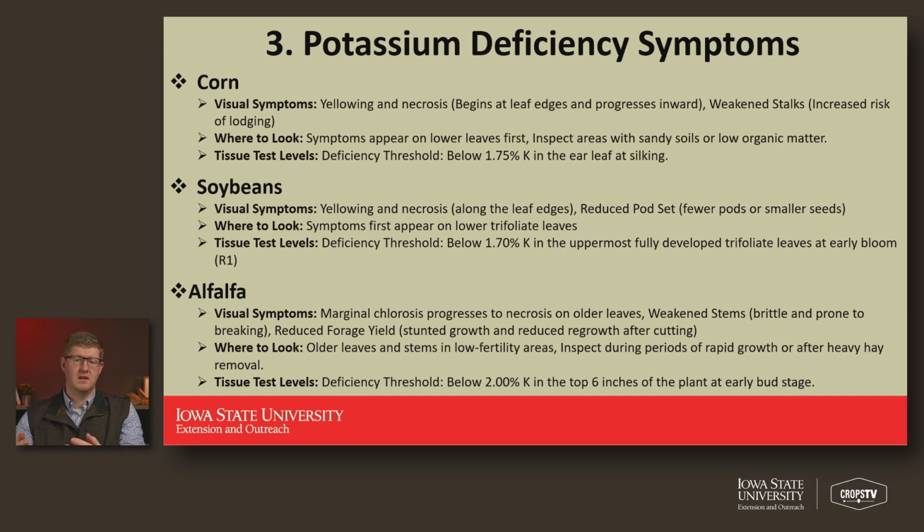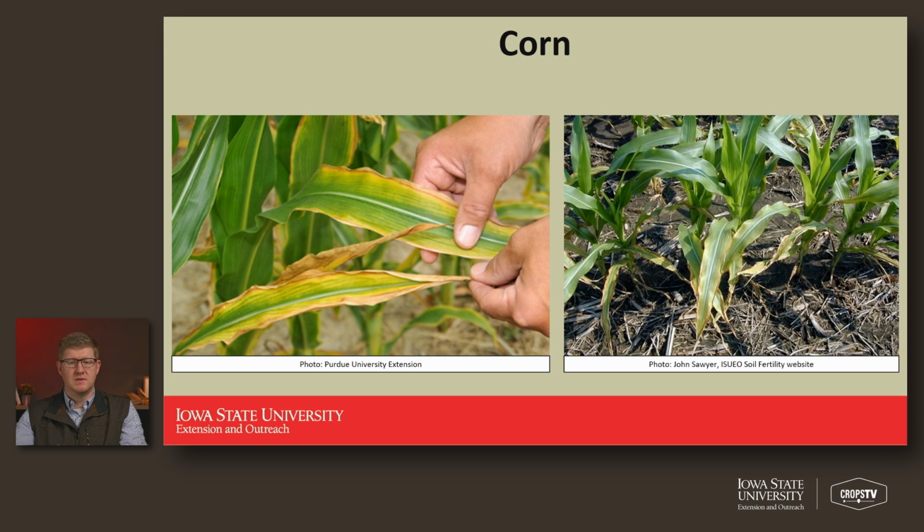So, as with the other plants, older leaves is where the symptomology is going to show first. A good time to inspect alfalfa for some of these symptomologies, if you suspect it, would be during periods of rapid growth, or after heavy hay removal, right? As that plant's trying to regrow, that's a good time to inspect and see if you can view any of this symptomology. Here are some good examples of what potassium deficiency looks like in corn.